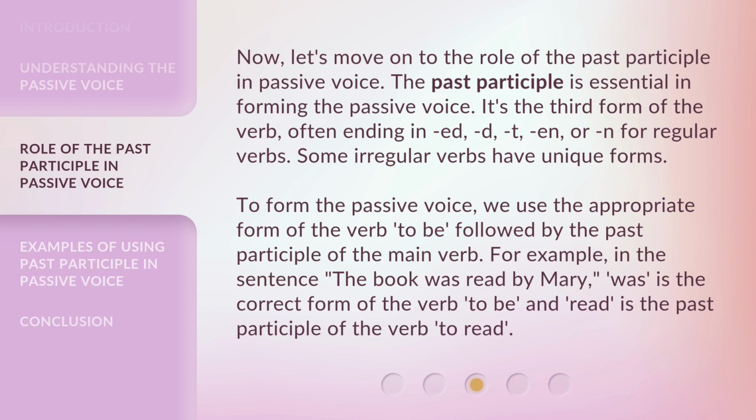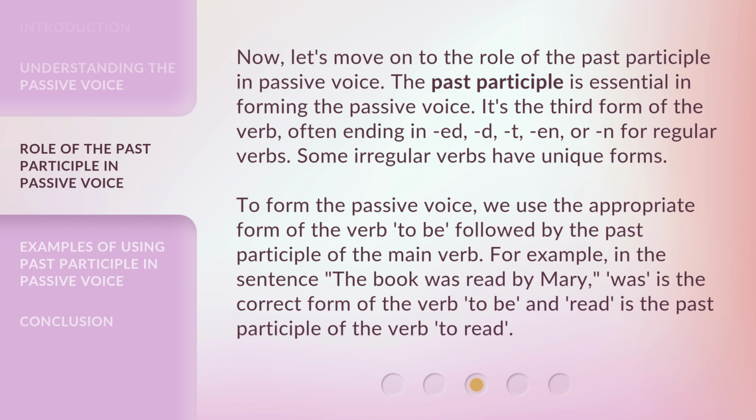Now, let's move on to the role of the past participle in passive voice. The past participle is essential in forming the passive voice. It's the third form of the verb, often ending in ed, d, t, or n for regular verbs. Some irregular verbs have unique forms.